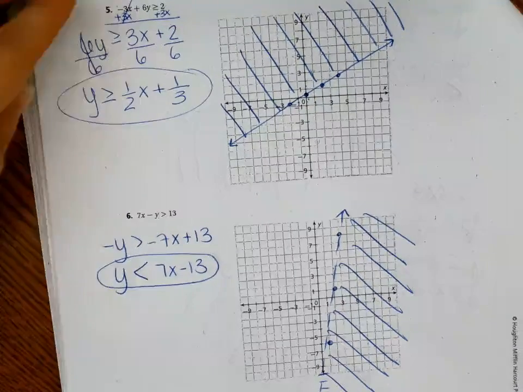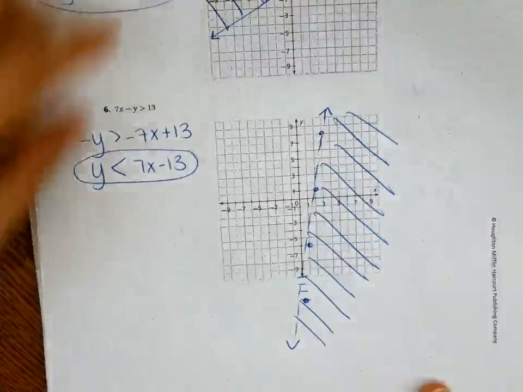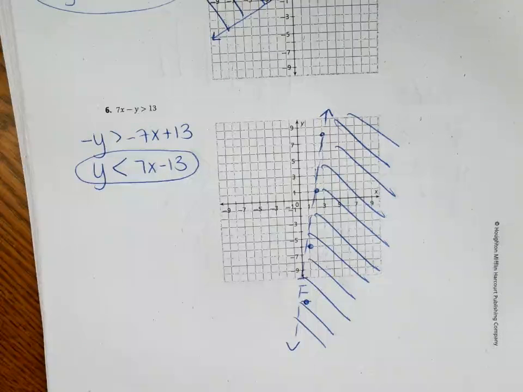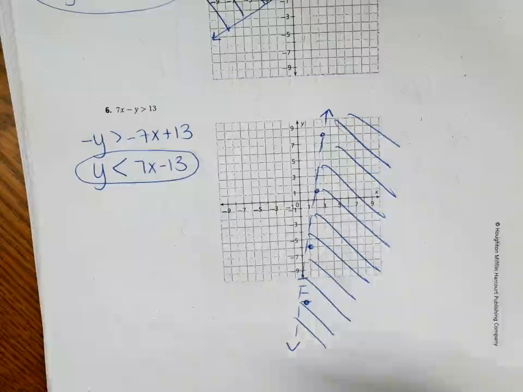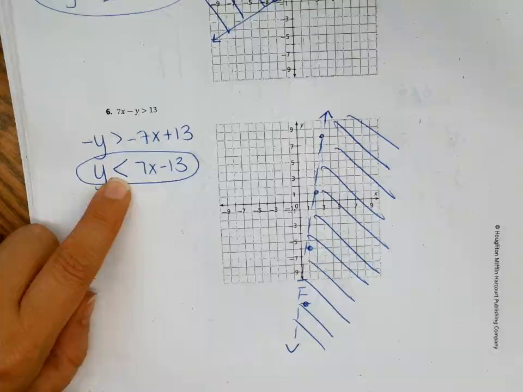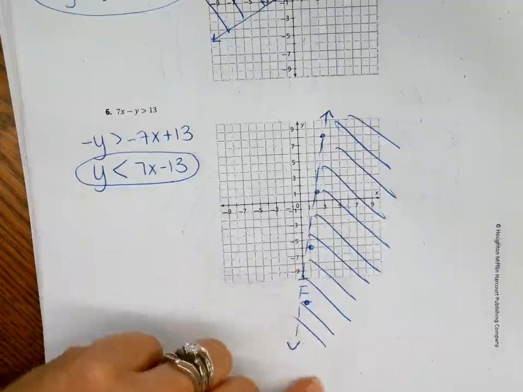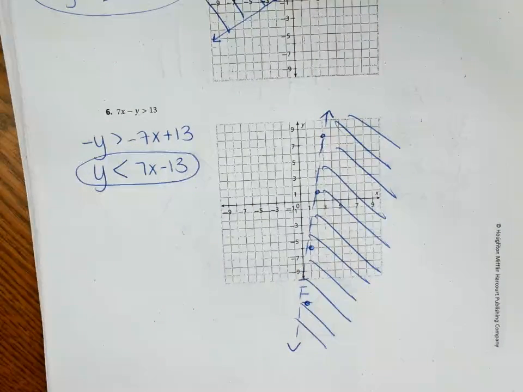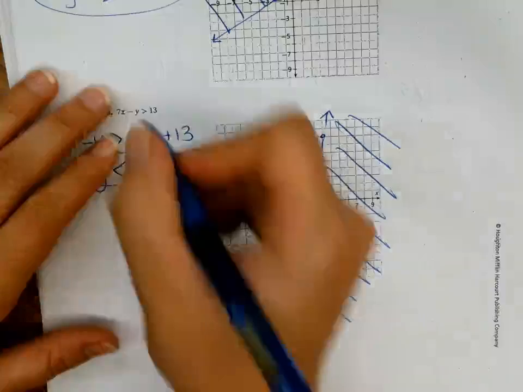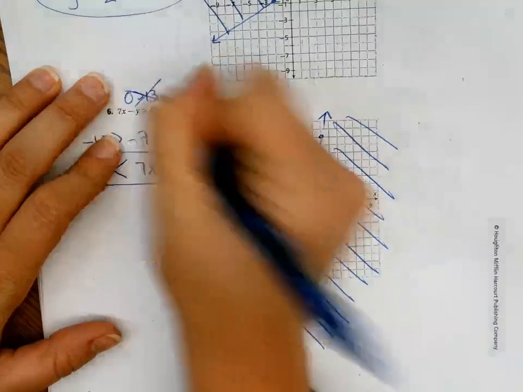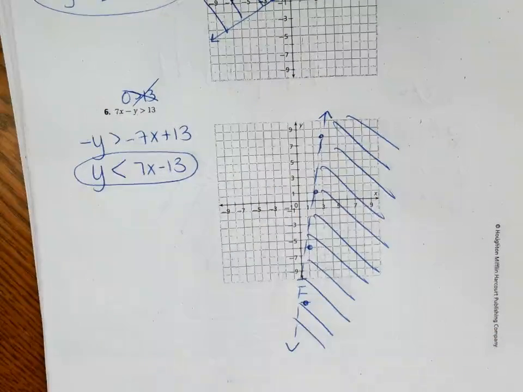Y is less than 7x minus 13. You had to flip the sign when you divided by a negative 1 on both sides. It is a dotted line because it does not include the line. And then our y values are less than the line, so these y-intercepts are above it, these y-intercepts are below it, so I shaded to the right or below it. And then just to double check, let's just make sure 0, 0 does not work. I'd have 0 is greater than 13, that does not work, and it's not shaded to include 0, 0, so we are good.